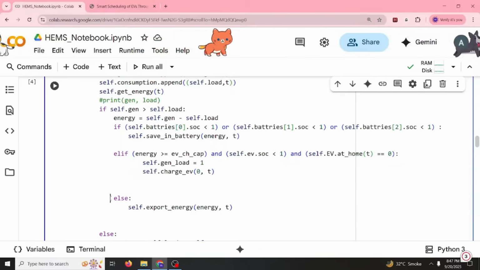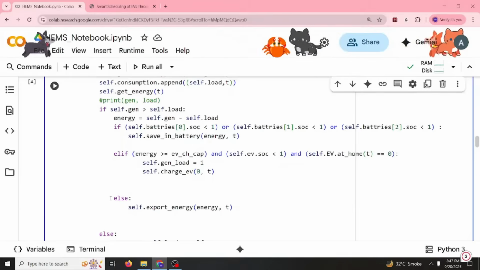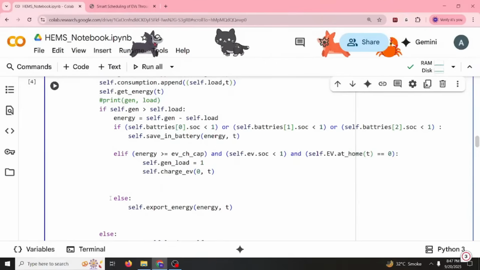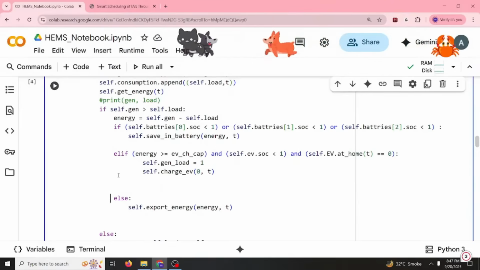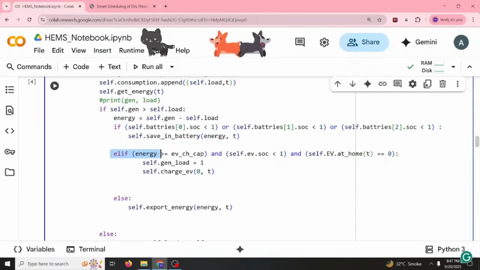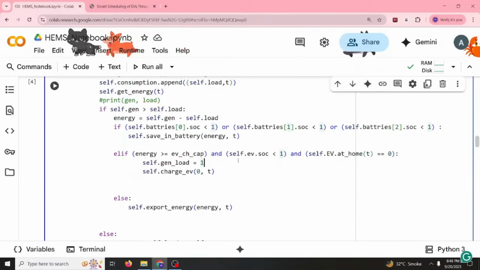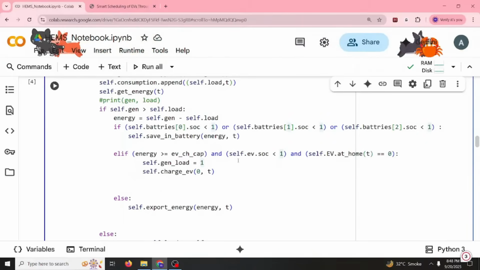My objective of the paper was to first save some energy for night, and also for charging the EVs. So I just save the energy in the daytime first of all, then I charge the EVs later, and then I export the energy.